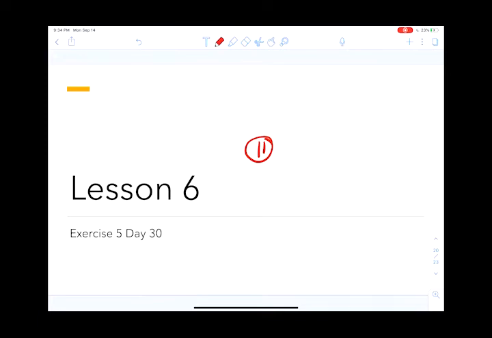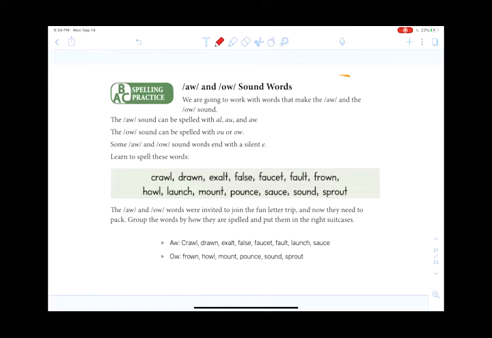Today we will be learning about the ah and the ow sound words. The ah sound can be spelled with al, au, and aw. The ow sound can be spelled with ou or ow. Some ah and ow sound words end with a silent e. Learn to spell these words.